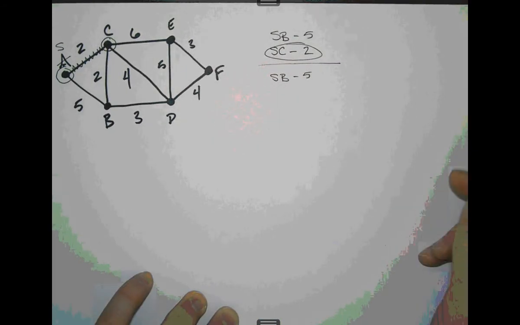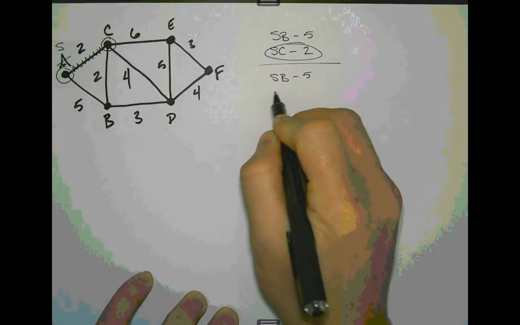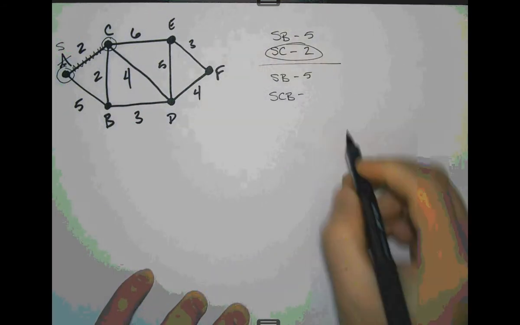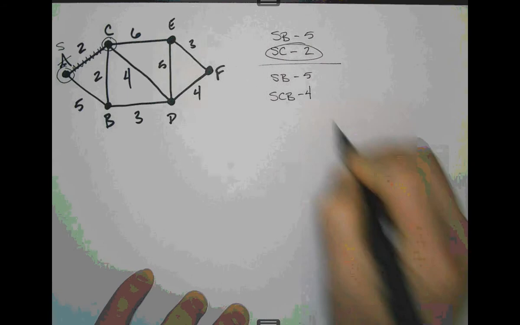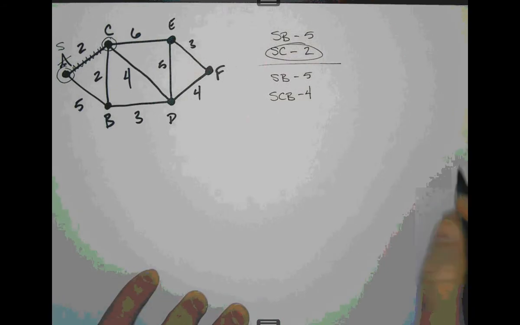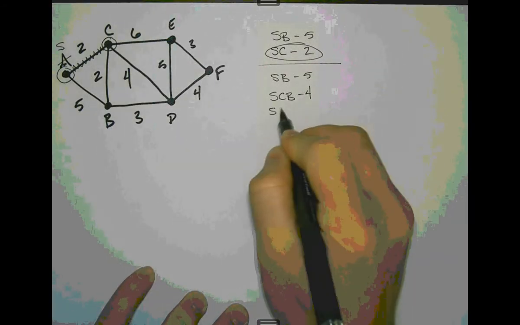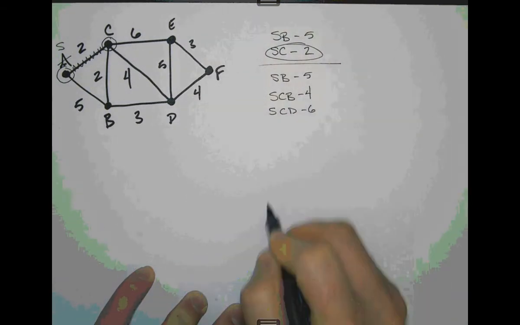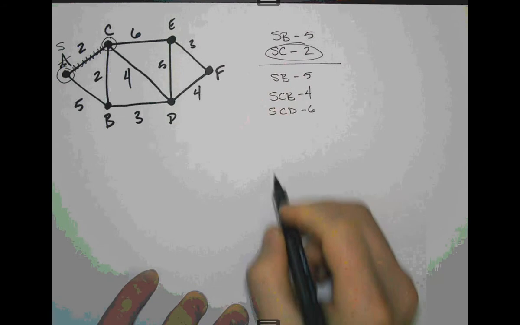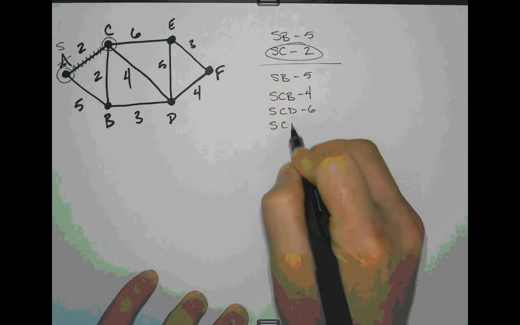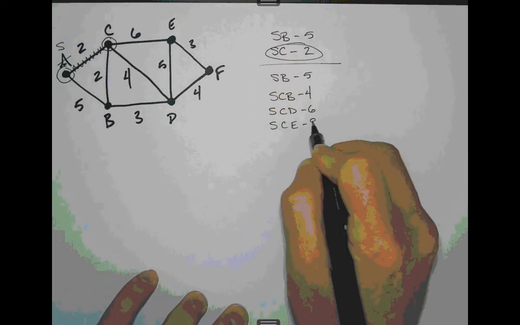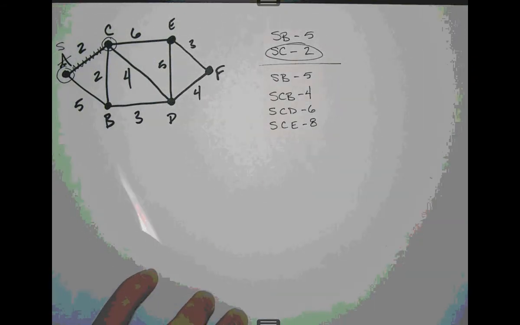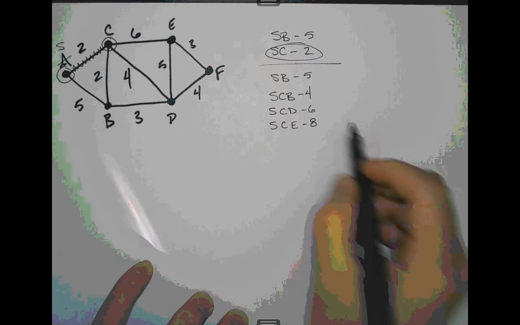We could list SCB for a total distance of what? 4. We could do SCD with a total distance of 6, or SCE with a total distance of 8. Which of those is the shortest? SCB.